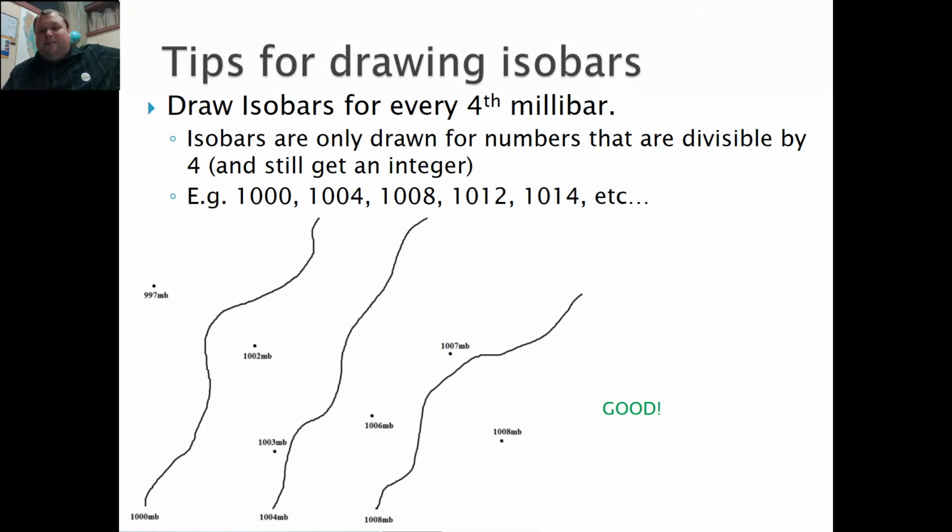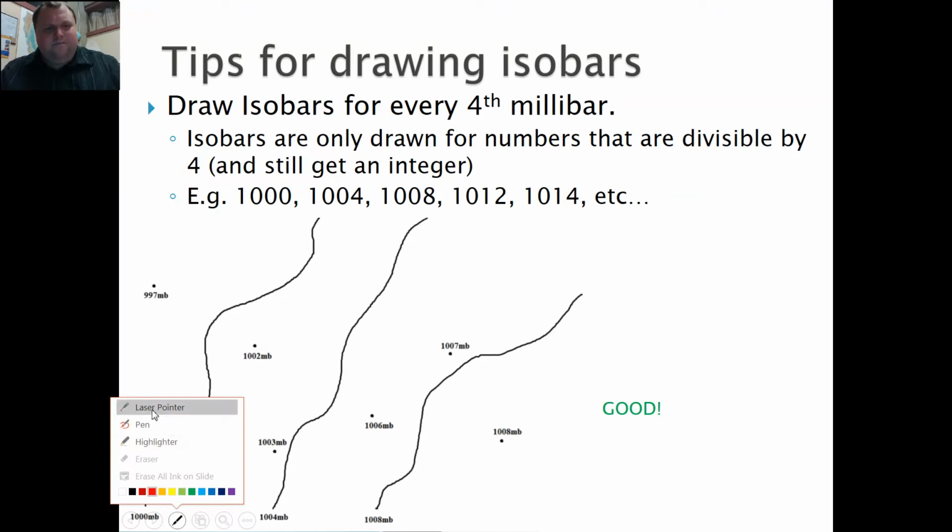So for example here, we have the 1000 millibar isobar, then the 1004 millibar isobar, and then the 1008 millibar isobar. If we were to continue drawing higher isobars, the next one would be 1012. The next one would be not 1014. Caught that just to make sure that you're awake. Not 1014. Nope. It would be 1016.